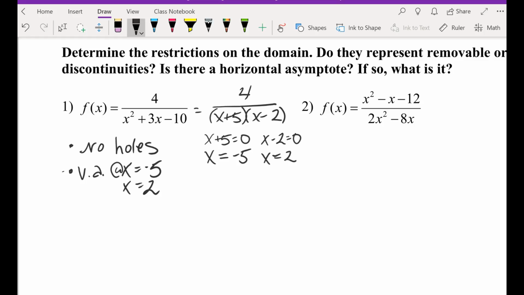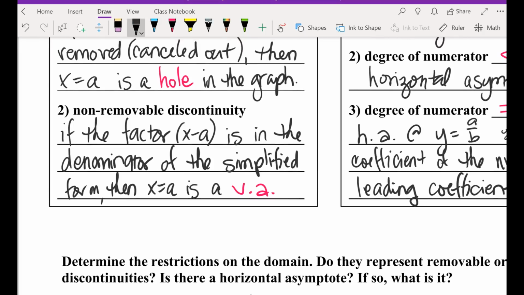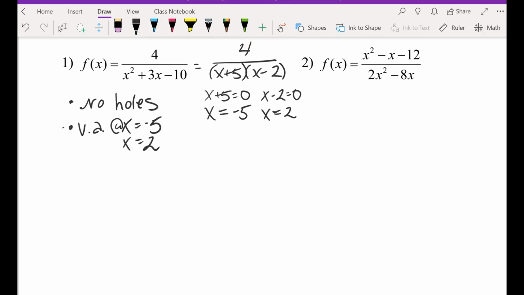Now, are those removable or non-removable? I don't remember. Let's look at my notes. Oh, check it out. They're non-removable. So I'm going to put in parentheses, because it asked me to, that these are non-removable.